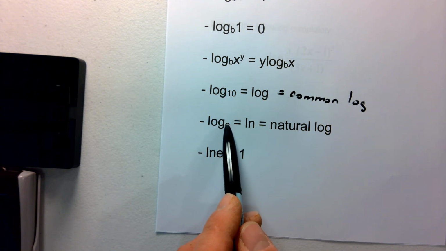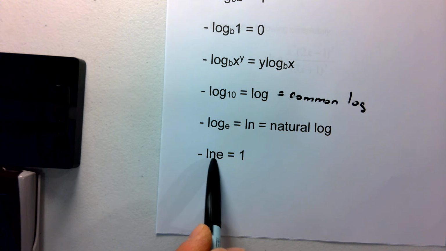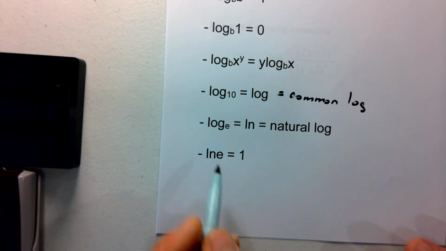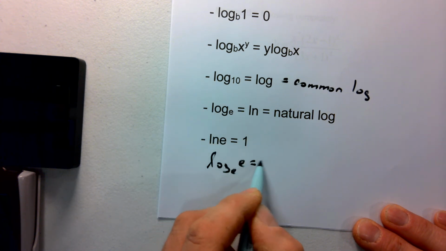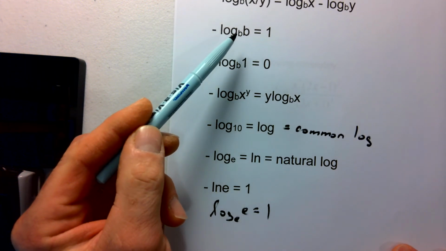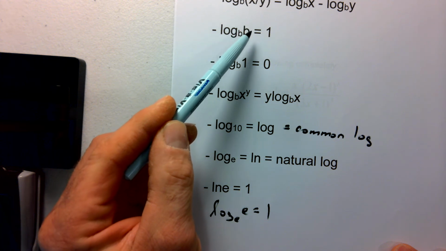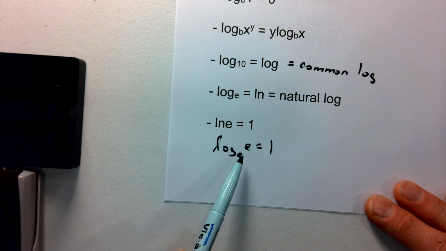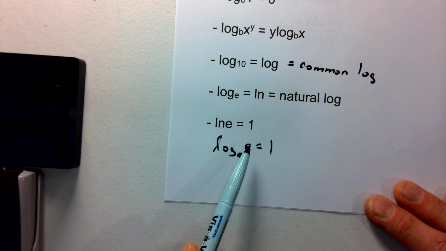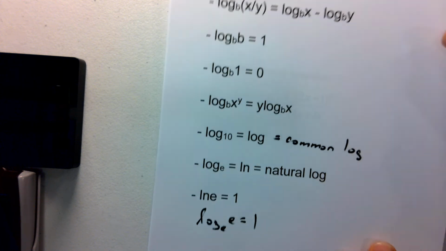E is an exponent, a number that we see out in nature. Things that grow exponentially in nature grow with a base of e. Then natural log of e equals 1. So if you think about it, natural log is log base e, so I have log base e of e equals 1. And that goes back up to this rule, where we have log base b of b equals 1. So if the base and the number that we're taking the log of are the same, it's equal to 1. Here, the base and what we're taking the log of are the same, so it equals 1. So an important rule as we get into solving exponential equations.